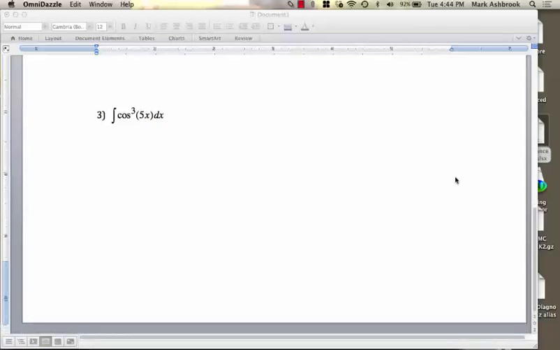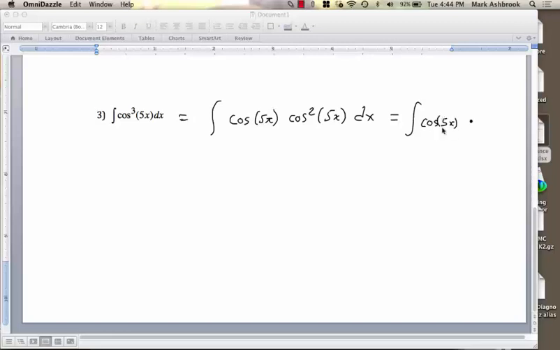Last one. How do we handle cosine cubed or sine cubed? If you remember from the example, and you also did it in your rubric, you start by writing it as cosine times cosine squared. And then here, rather than using the half angle formula, you rewrite it using the Pythagorean identity. You rewrite this as 1 minus sine squared.